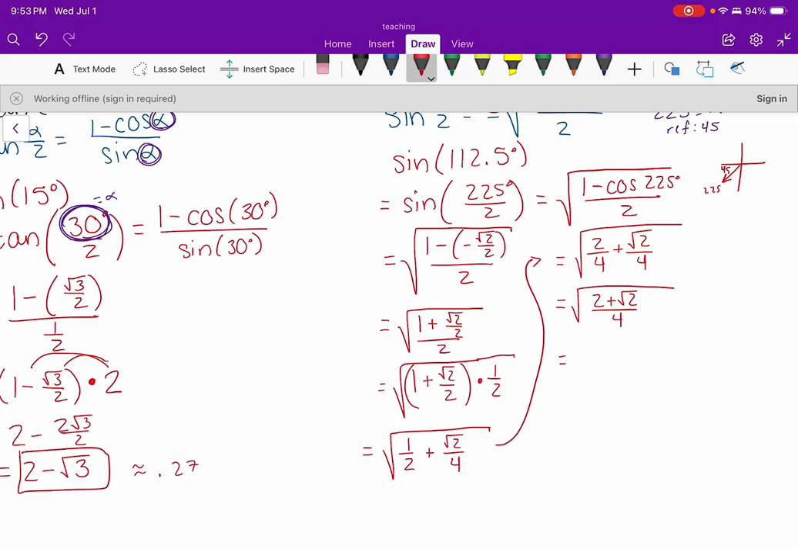I can do the square root of 4, and I can break that square root into the numerator and denominator. So I get square root 2 plus square root 2 over 2. I took the square root of 4, that's why I got that 2 at the bottom, and now the square root isn't touching the denominator. And this is the simplest we can get with this.